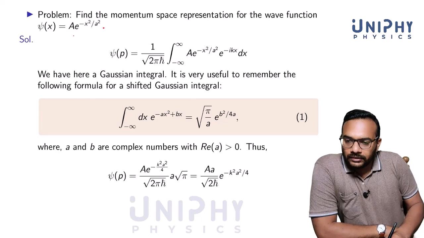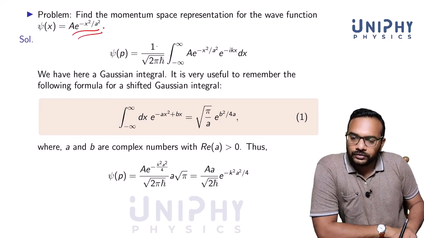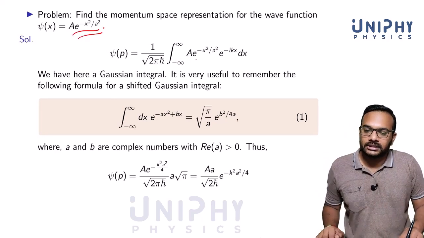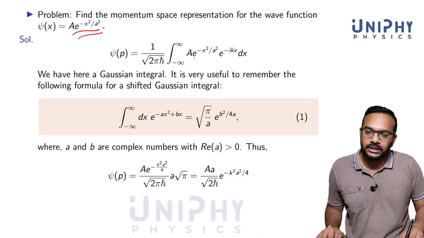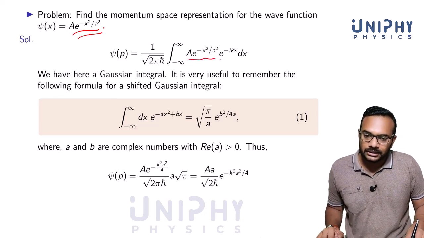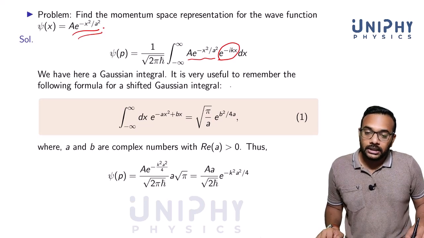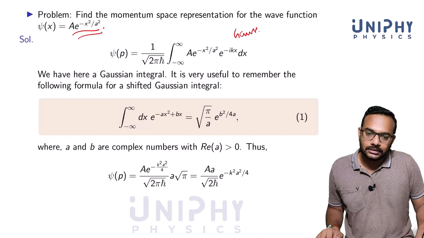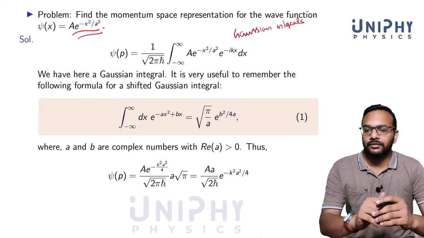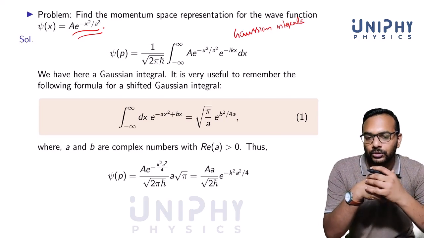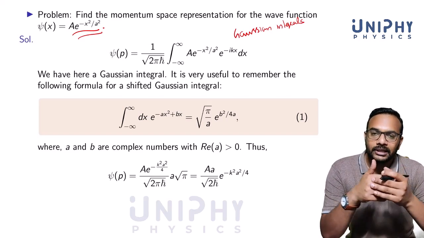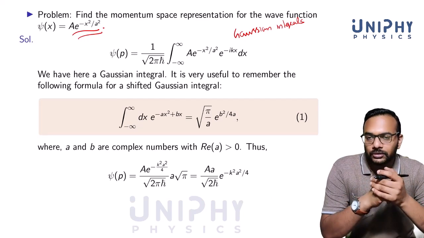So we have got this. We need to find psi of p, which is 1 by square root of 2 pi h cross, integral from minus infinity to infinity. This is the wave function, and this is the term that gives you the Fourier transform, and then you integrate it. Simple. Now such integrals are known as Gaussian integrals, and Gaussian integrals appear everywhere in physics. So there are certain techniques that we develop to do these kinds of Gaussian integrals. You might have already done it in your mathematical physics course.